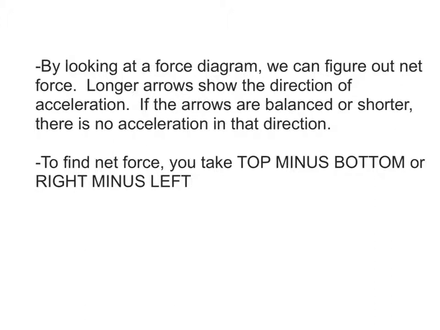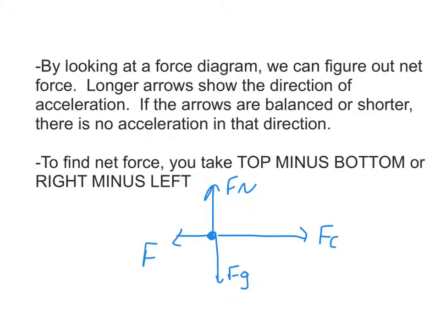To find net force from a force diagram, you're going to take top minus bottom or right minus left. So any force diagram, let's just say we have a book lying on a table, a book accelerating across a table. If we have normal force going up, gravitational force going down, let's say we've got a contact force to the right and a frictional force to the left.